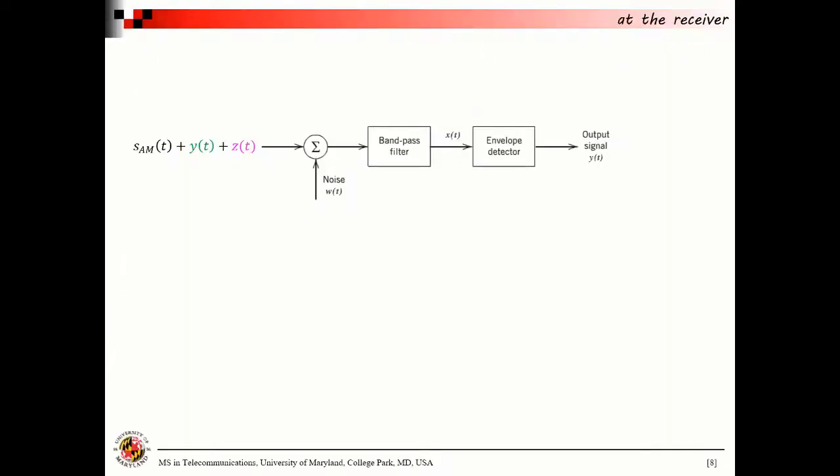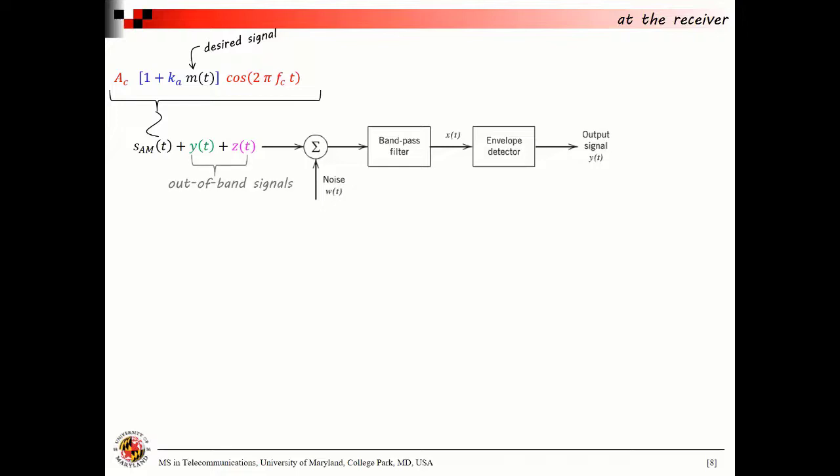Let's say that our AM signal called sAM(t) is being propagated, being broadcast over the airwaves along with other signals that are using different carrier frequencies. So sAM is our AM modulated signal, where m(t) is the desired signal that we wish to recover at the receiver. The out-of-band signals can be anything, Lady Gaga, Led Zeppelin, anything else that we don't want at the receiver.